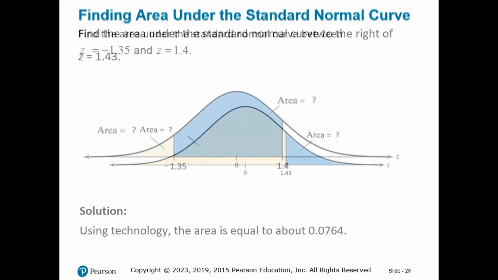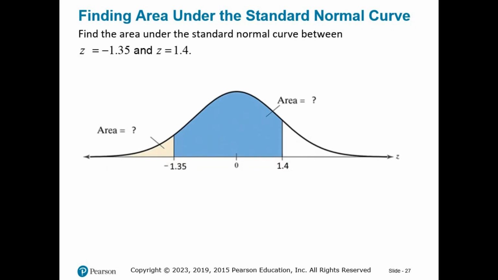Okay, last one. Find the area under the standard normal curve between z equals negative 1.35 and z equals 1.4. Pause the video and find this area. Did you find the area to be 0.8307? If so, great work. If not, go back and figure out what you might be missing. Or if you can't figure it out, put a star next to it on your notes and ask in class.